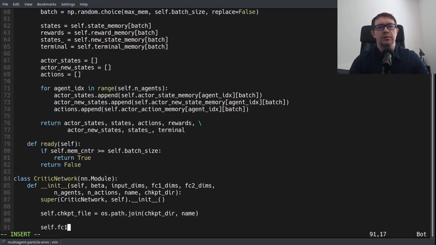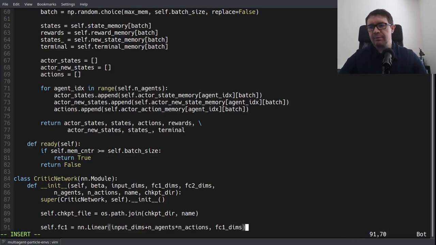And then we have our network. FC1, nn.Linear. So that'll be the input dims plus number of agents times number of actions. This is a bit of a mess. You have to accommodate the fact that we have our critic taking in the full state observation vector of the whole system, so all 28 dimensions, 8 for the adversary and then 10 and then 10 for each cooperating agent. And then you also have to feed in the full action vectors for each of those agents. So that's why we need input dims, which is the full state vector size, 28 in this case, plus n agents times n actions, or 15.